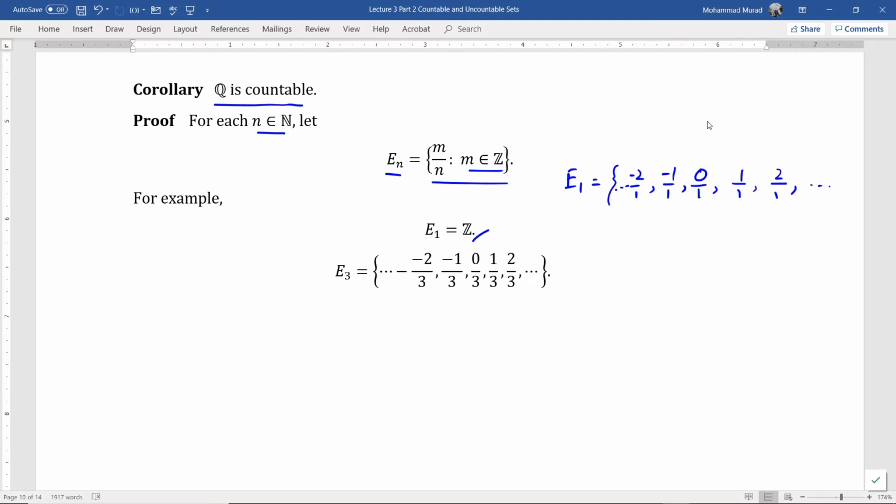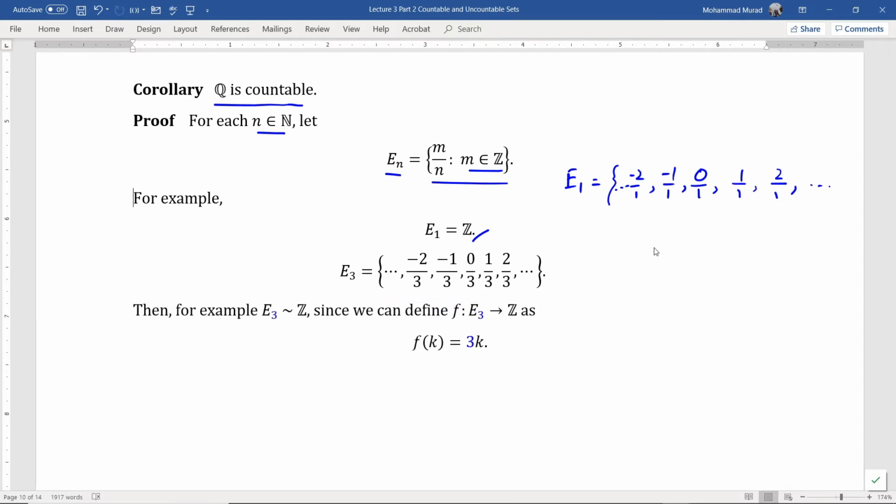Similarly, E3 would be the set of these elements 0 over 3, 1 over 3, 2 over 3, and so on, or negative 1 over 3, negative 2 over 3. All the integers get divided by the element 3 as defined. Then, for example, the set E3 is equivalent to the set Z. Since we can define a map F from E3 into Z in this way.